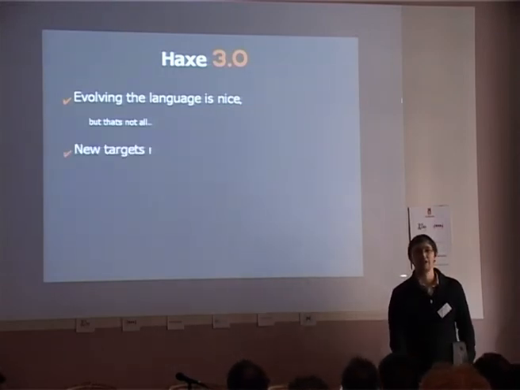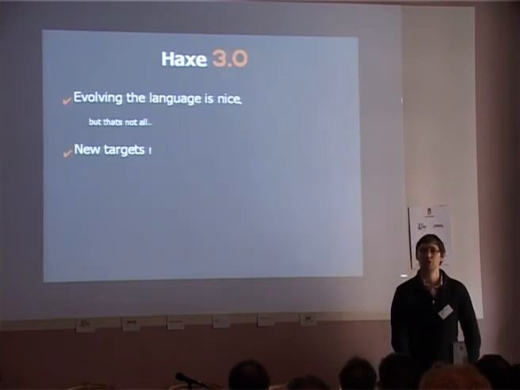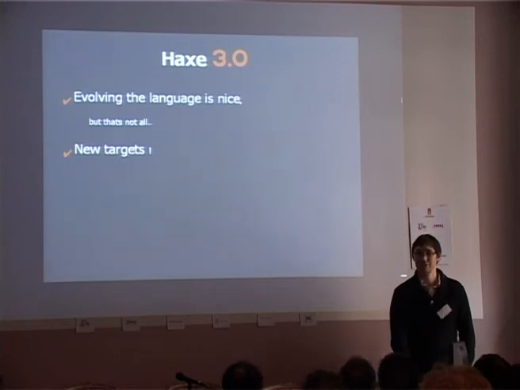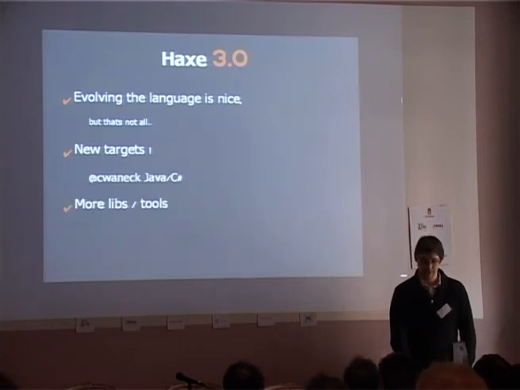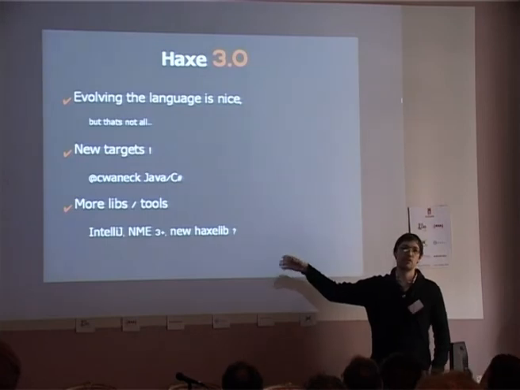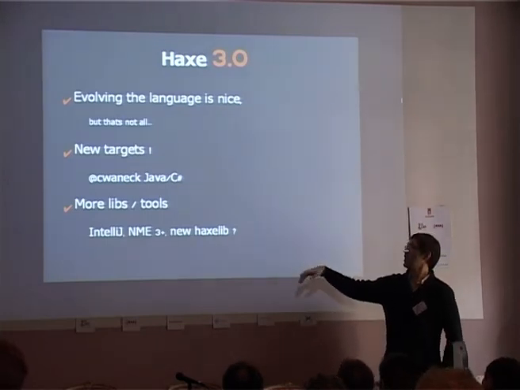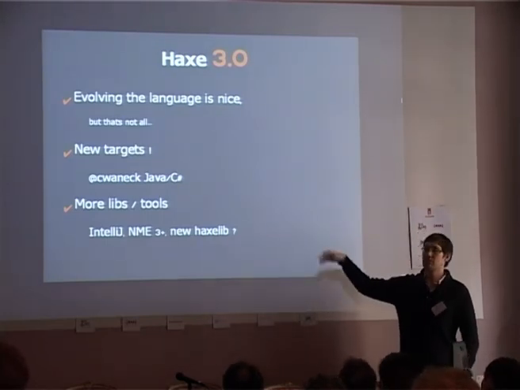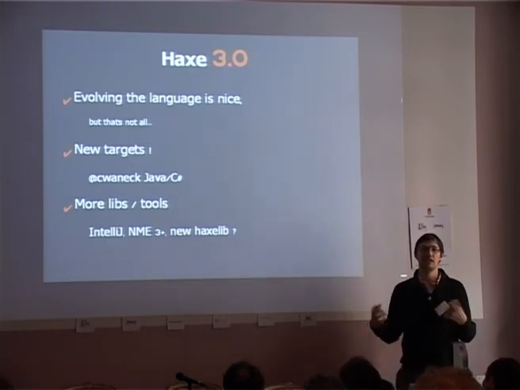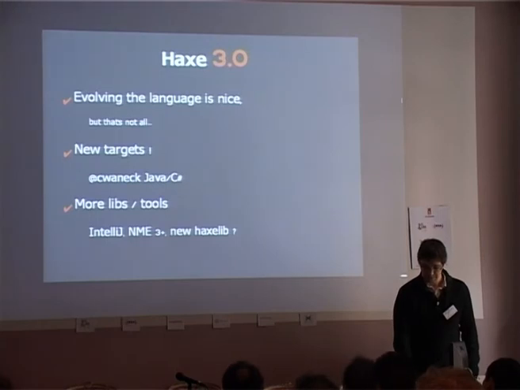So we want to have new targets. I think you should come to Corey. I think you will come anyway to Corey's talk tomorrow. But new targets we are planning for Haxe: C Sharp and Java. More libraries, more tools. We have NTG, an added plugin, people are working on that. We have NME tools 3 and plus. New XP. Well, and a lot of tools that are necessary for improving Haxe.